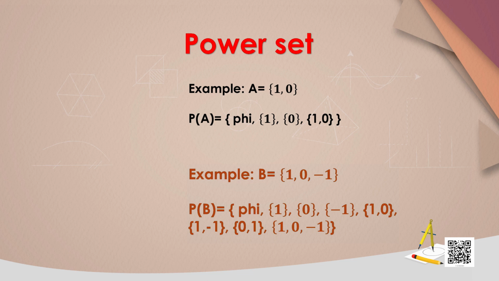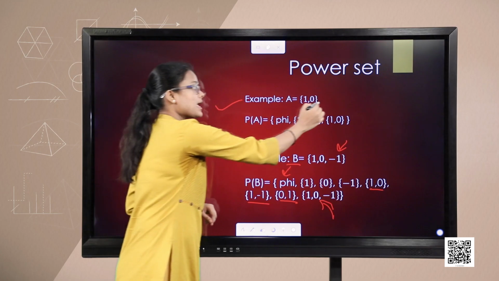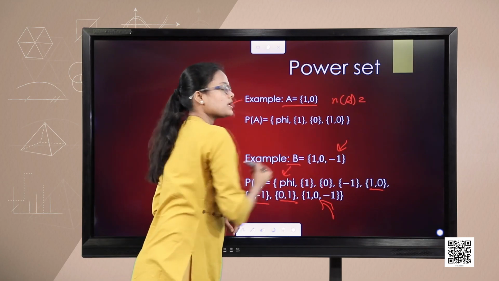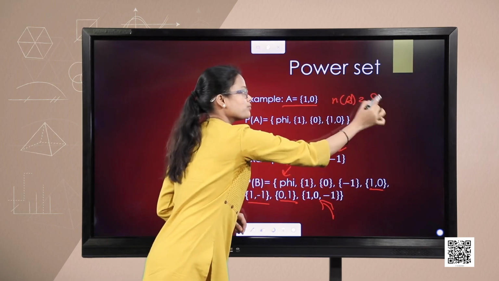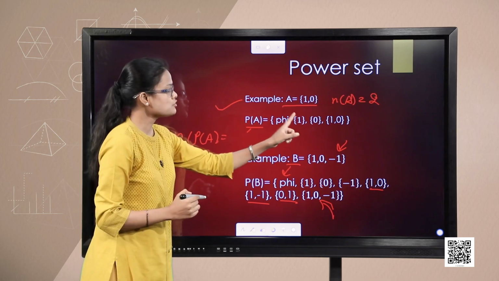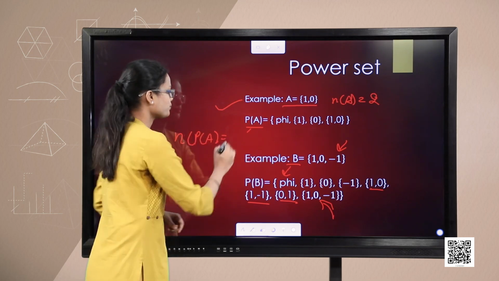Okay? So, this set is representing the power set of set B, which is having 3 elements, 1, 0 and -1. Students, notice that if A has how many elements? 2. Then number of elements in its power set is how many? You may see, it is 1, 2, 3 and 4.